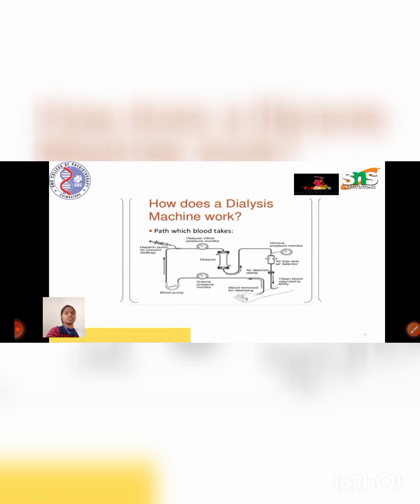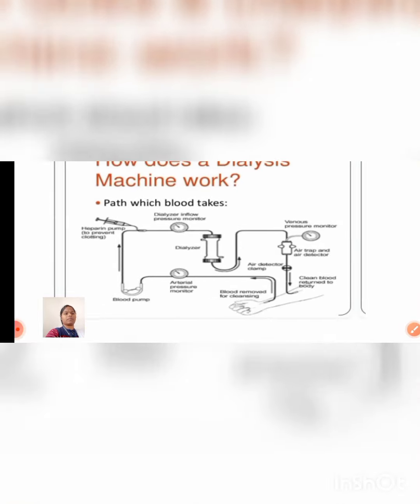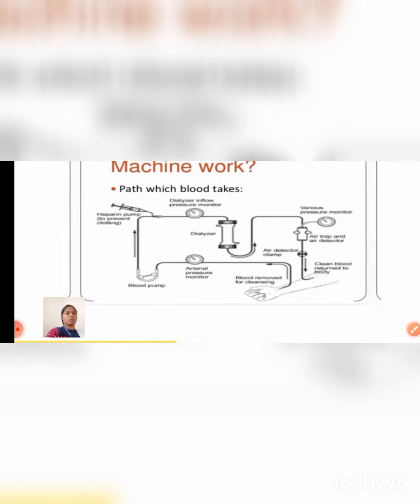The path which the blood takes: heparin pump to prevent clotting, blood pump, dialyzer, arterial pressure monitor, venous pressure monitor, air detector chamber, where air is trapped. Clean blood returns to the body, and blood is removed for cleansing.